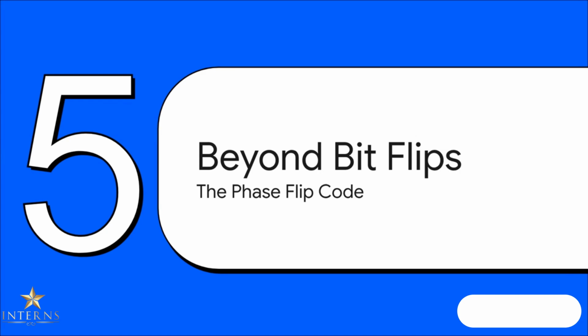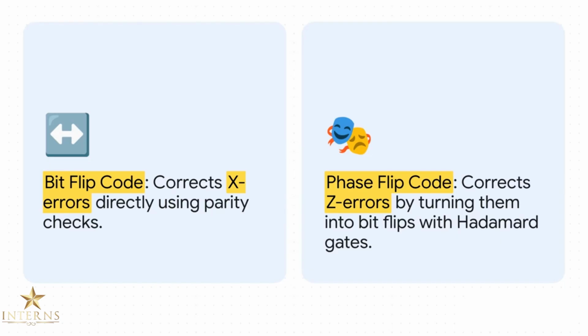So that handles the bit flip error, the one that's pretty easy to picture. But what about that other weird invisible one, that phase flip error? Can we actually fix that too? Oh yes, we can. And the way we do it is just amazing.